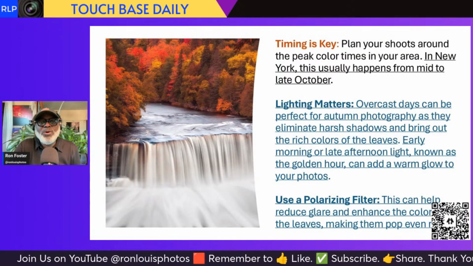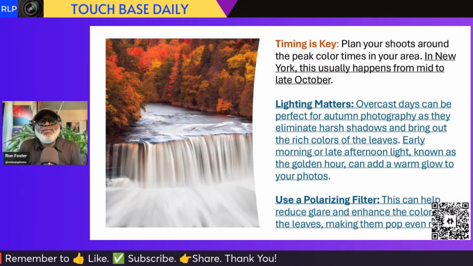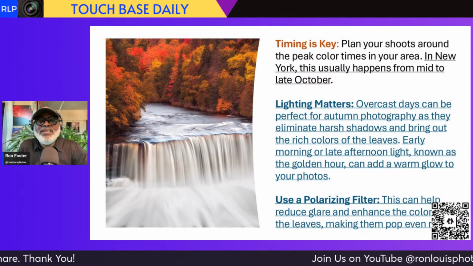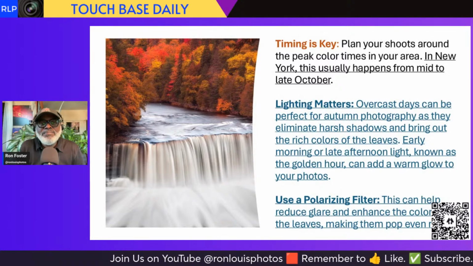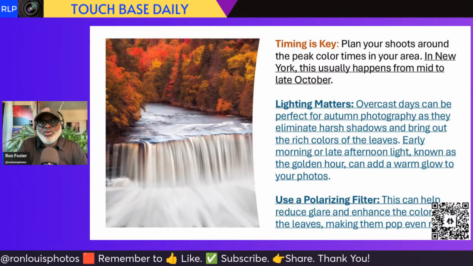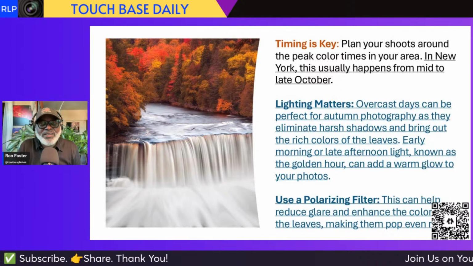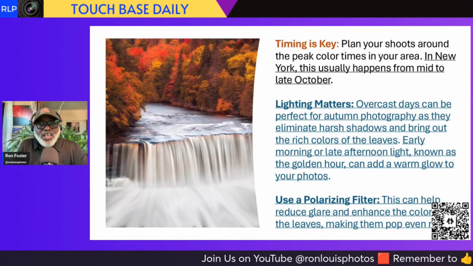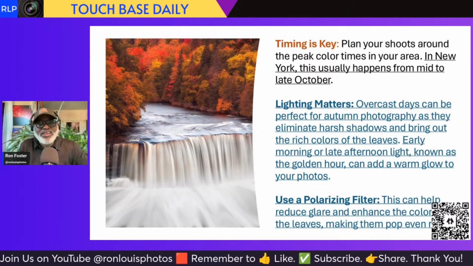Number 1, timing is key. Plan your shoots around the peak color times in your area. For we in New York, this usually happens from mid to late October. Now, it could be wherever you are. Just look at the calendar. Most of your states are going to tell you where they give you the graphs of how the leaves are changing in your area. You can also go online to Google, and they actually have a tracker. If you say tracking autumn leaves color for the season, there's a tracker.